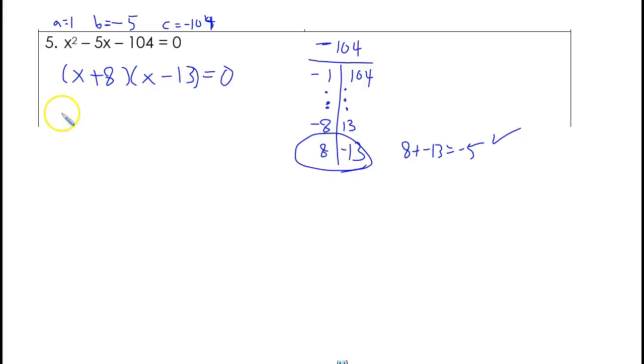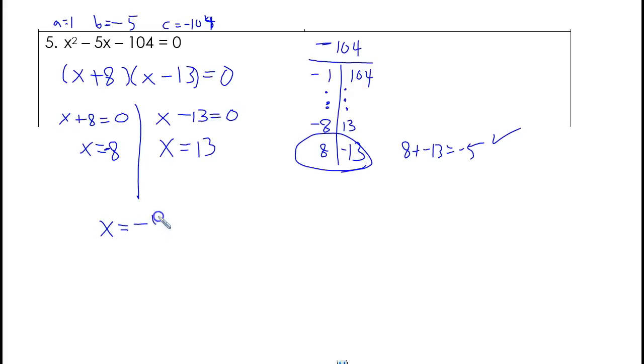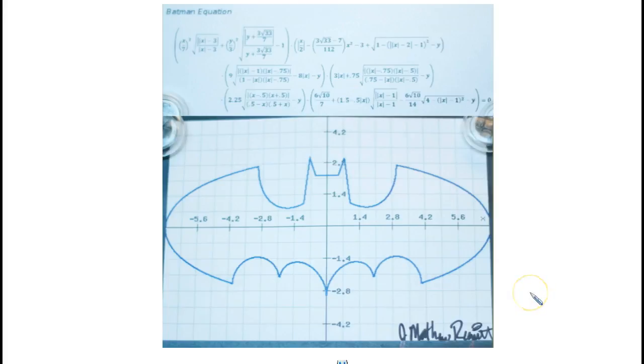We'll use the 0 product property one more time. X plus 8 equals 0, and x minus 13 equals 0. Subtract 8 and add 13. So our two solutions are negative 8 and positive 13. Again, with all of these, if you're unsure, you want to check your answers, just plug it in and see if it works. Well, I hope that that's enough practice there for you to get comfortable to either remember or learn how to factor and solve a quadratic when a is equal to 1.